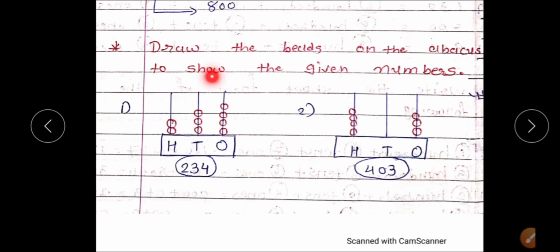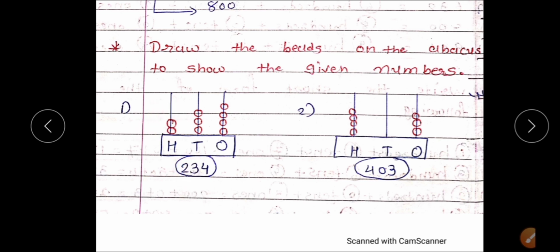Now draw the beads on the abacus to show the given numbers. 234. 2 is in hundreds place, 3 is in tens place, 4 is in ones place. 4 is in ones place, so you have to draw 4 beads like this. 3 is in tens place, so you have to draw 3 beads like this. 2 is in hundreds place, so you have to draw 2 beads like this.